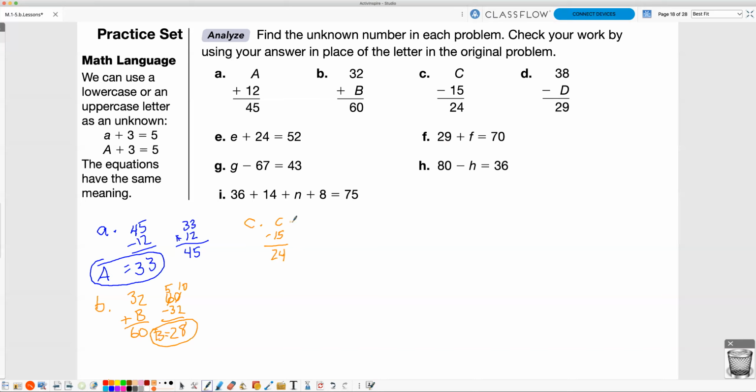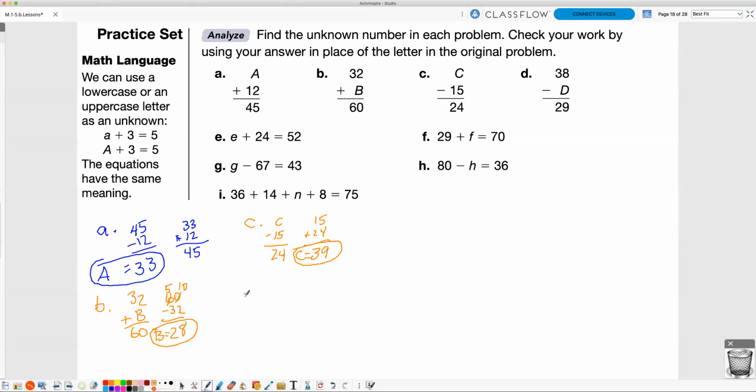So if you have a minuend minus a subtrahend equaling a difference, to find the minuend, you have to add these two together. This is the one where you have to add the two together. So if you have 15 plus 24, that's the same as, I can see 15 plus 24 equals 39. So that means C equals 39. And if I was to double check that, I just take 39 minus 15, and if it equals 24, then I'm on the right track.